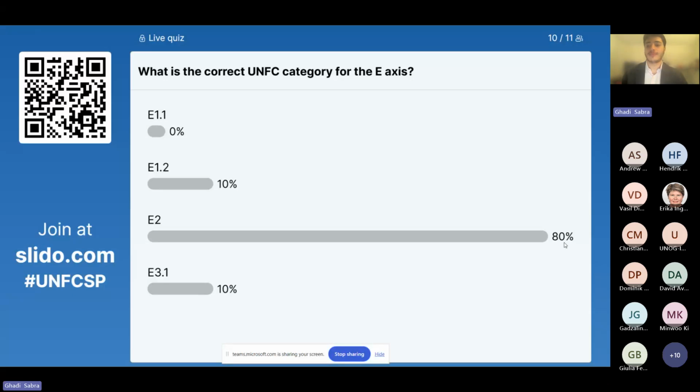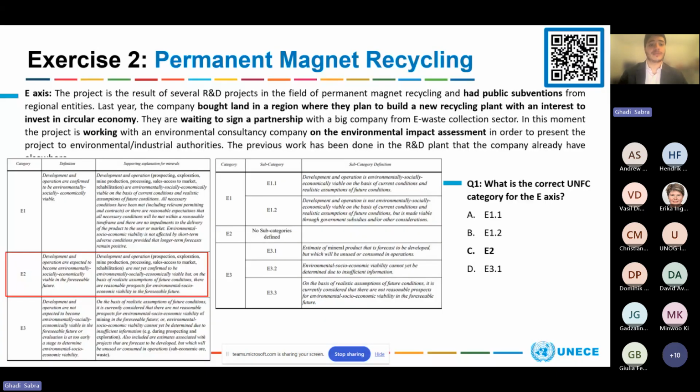The majority selected E2, which is the right answer. Correct. So they had public subventions. They bought land in a region where they plan, it's a planning thing, to build the new recycling plant, so still not built. They are waiting to sign a partnership for the agreements for stocks or the feed, etc. And their environmental impact assessment is yet to come forth. So E2 is the right answer for this project.